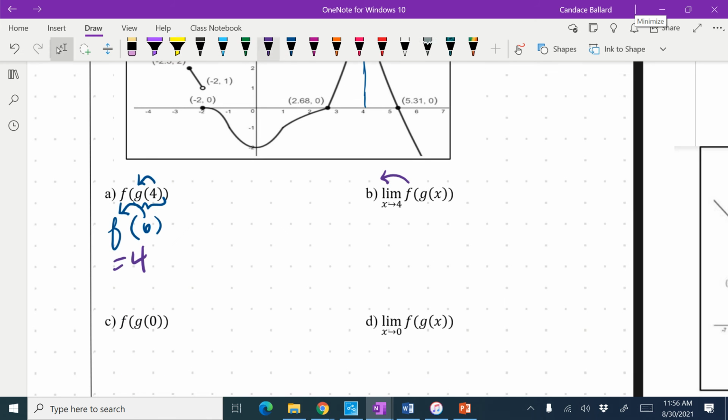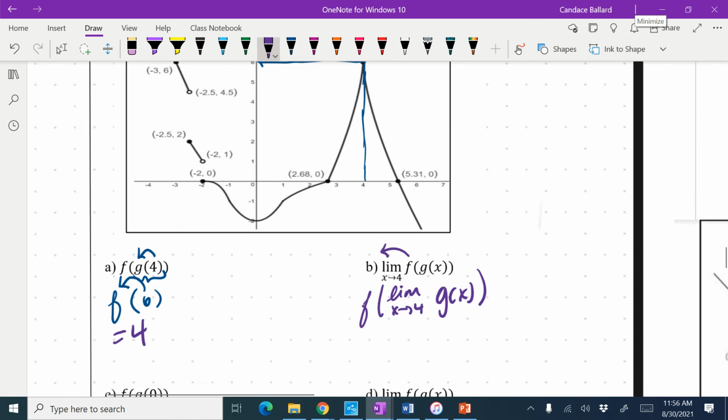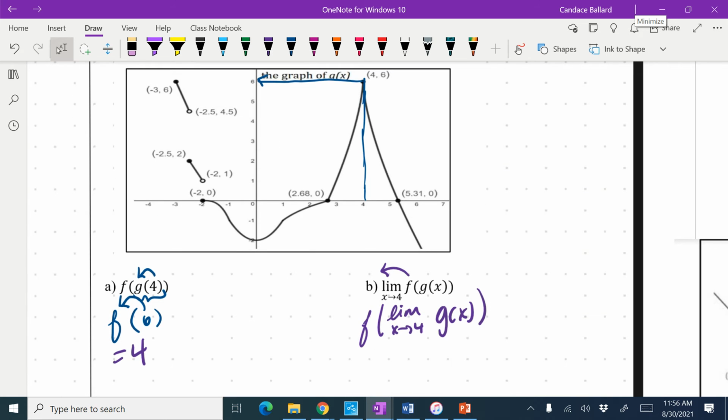All right, so I'm going to start by writing this f outside. So f of the limit as x approaches 4 of g of x. Okay, so I'm going to start by examining my g function. I'm going to examine what the limit is as I approach 4. Okay, so I'm going to erase what I have there. All right, I'm going to start looking as I am approaching 4.